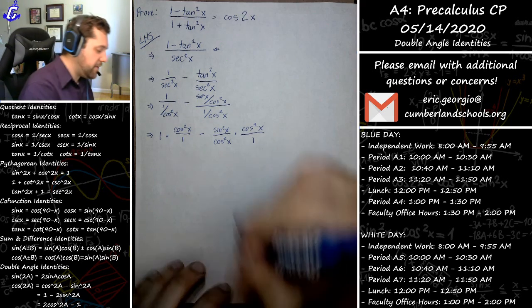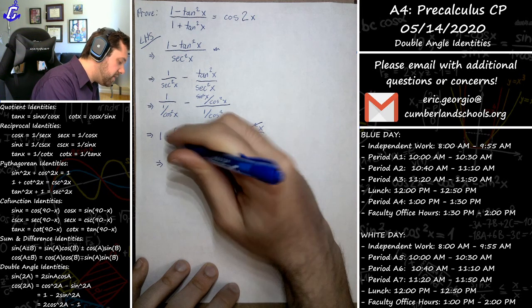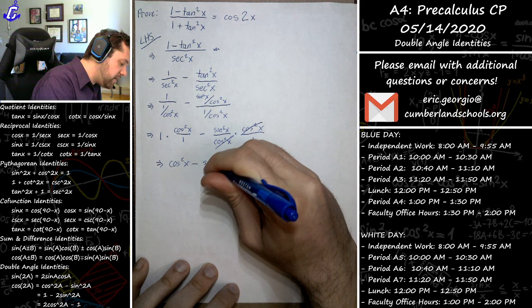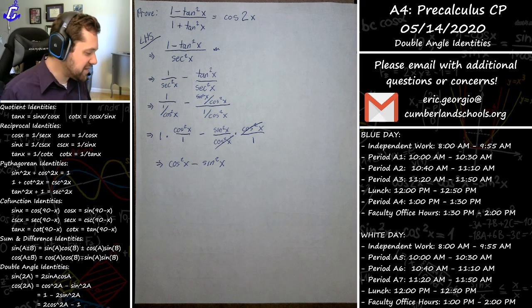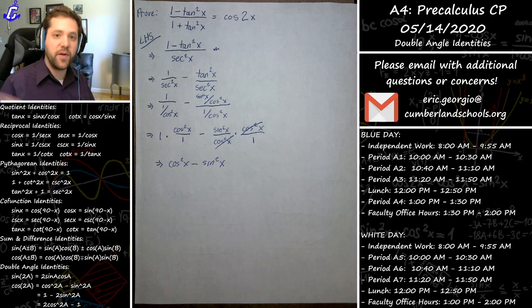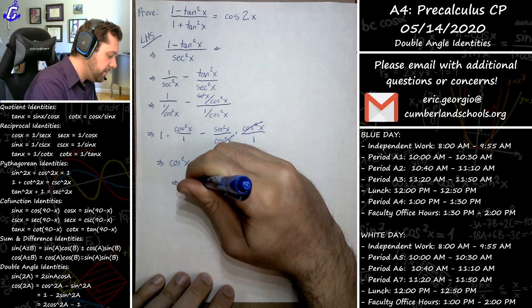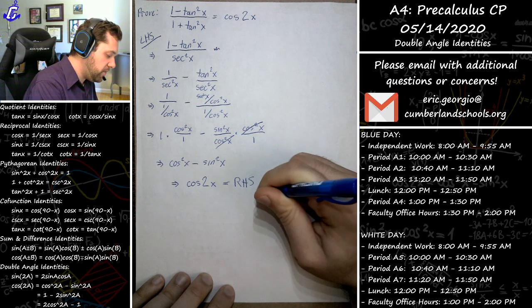Take a look at what happens after that. Cosine squared of x goes away. Here I get cosine squared of x minus the remaining sine squared of x. And look at that. The planets have aligned. Everything has all come together. That's one of the variations of cosine of 2x, right? So I can just say that's the same as the cosine of 2x, which is the right-hand side. And so therefore my proof is done.